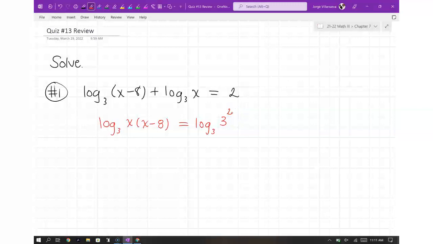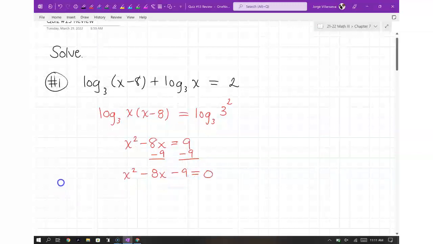Now, since they both have a log base 3, that means that I can now multiply out what I have in here and set them equal to each other. So there's x squared minus 8x equals 9. And remember, anytime you see an x squared term, that means we're most likely going to have to use an x method to factor. So first thing you have to do is set it equal to 0. So I'm going to move that positive 9 over by subtracting 9. So this is x squared minus 8x minus 9 equals 0.